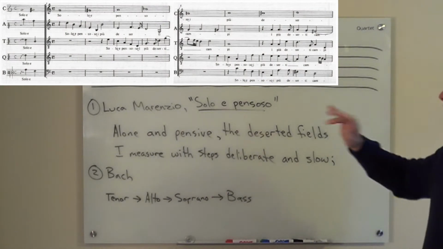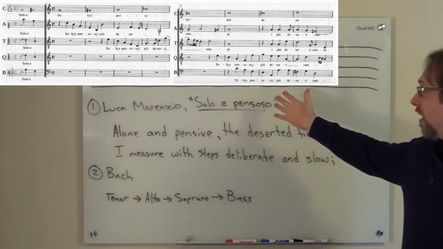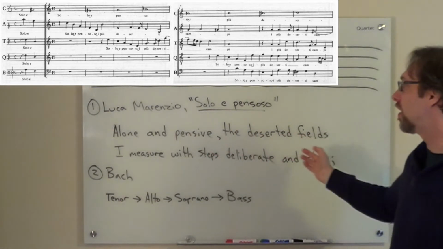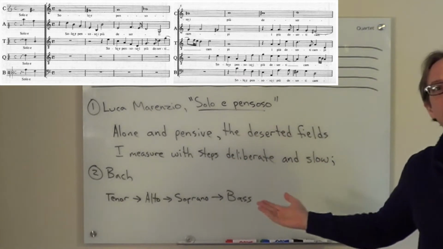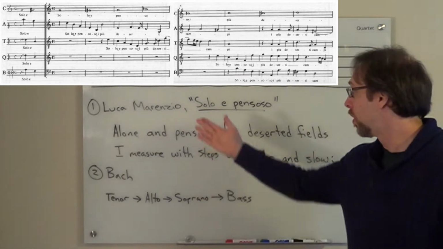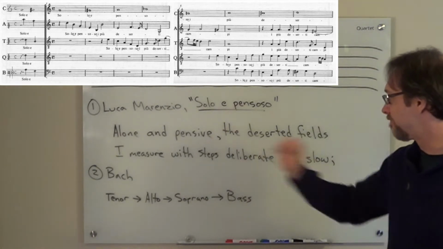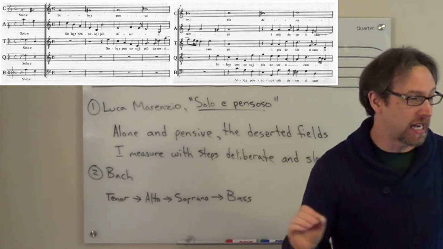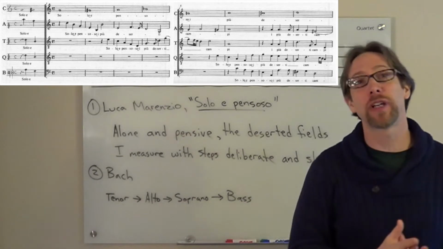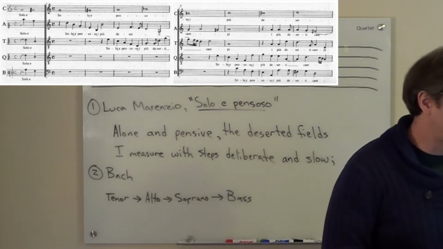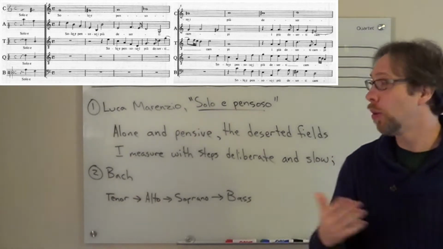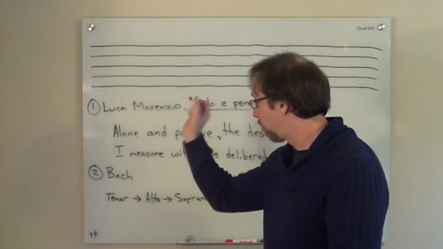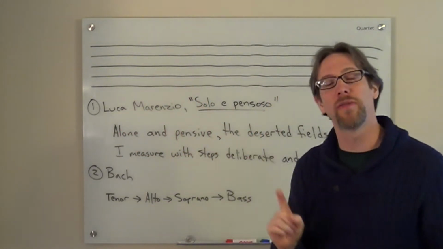The first piece is from the Renaissance, a piece by Luca Marenzio, and the text starts with, alone and pensive, the deserted fields I measure with steps deliberate and slow. So as a composer, Luca Marenzio had to say, how am I going to set this text to music? In this case, he decided on a 5-voice texture. And he starts off and brings them in one by one. Well, that makes sense because alone, you start with one voice alone. Instead of all 5 voices, start with one voice alone.